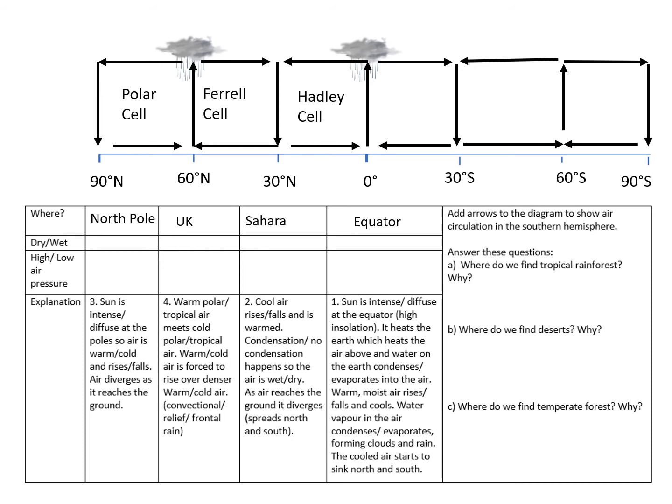Hopefully your diagram will look a little bit like this. Now you'll notice at the equator that there are surface winds coming and meeting at the equator, coming from 30 degrees north and 30 degrees south. And this is called the intertropical, because it's in the tropics, convergence, because they're meeting, zone, the intertropical convergence zone, the ITCZ.